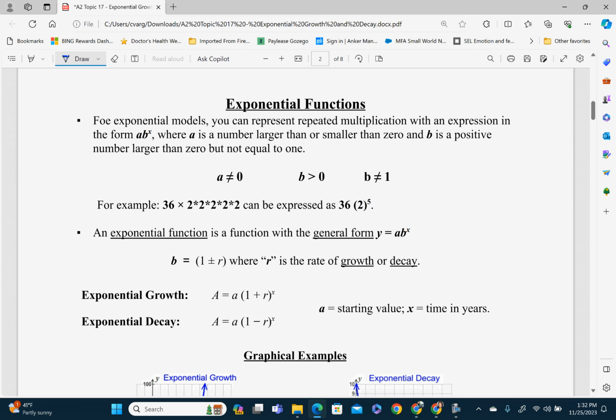This is supposed to be for exponential models. You can represent it with the formula y equals a b to the x. A couple of things you need to know: the a can never be 0. For b, if it's greater than 1, it's going to be a growth. And b cannot equal 1, otherwise it won't be exponential growth.